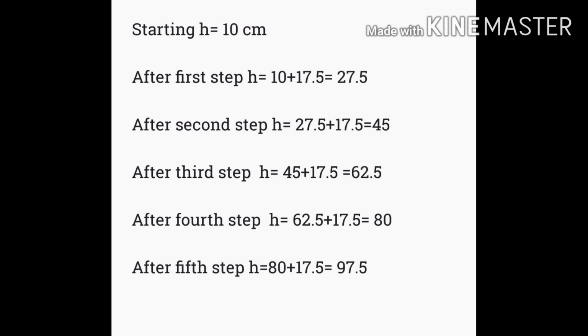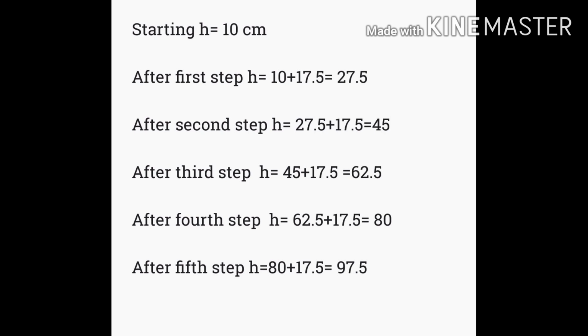After climbing first step, height equal to 10 plus 17.5, that is equal to 27.5. Now after the second step, height will be 27.5 plus 17.5, that is equal to 45. Now after third step, height will be 62.5. Now after fourth step, height will be equal to 80. And after fifth step, height will be equal to 97.5. We have to add 17.5 to the previous one. So here 97.5 is the total height.